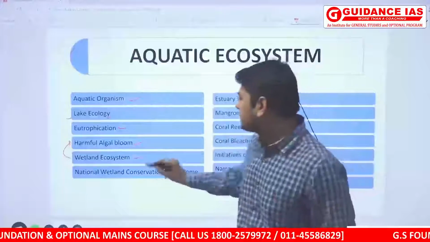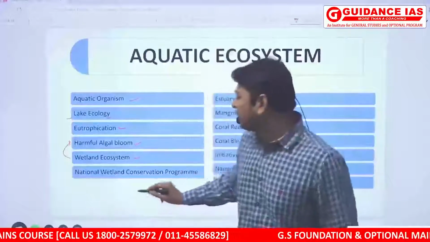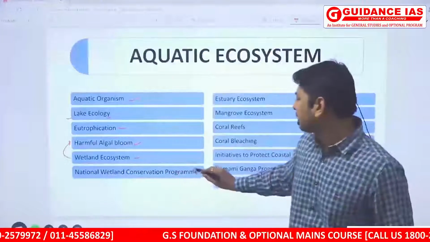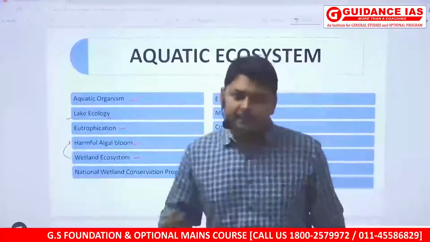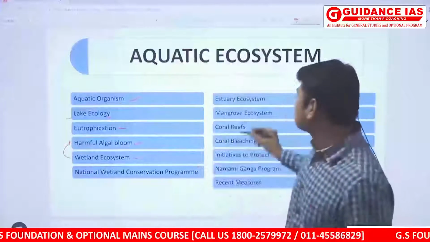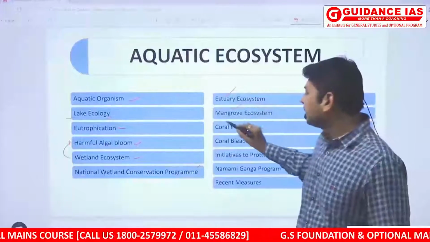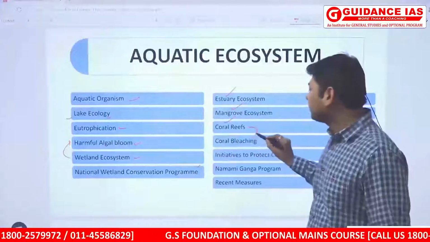So to conserve these wetlands, there are various programs that are run by the government, for example, the National Wetland Conservation Program. Similarly, there are various other ecosystems like the estuary ecosystem, mangrove ecosystem, and coral reefs. Now, the effects on coral reefs: coral bleaching.